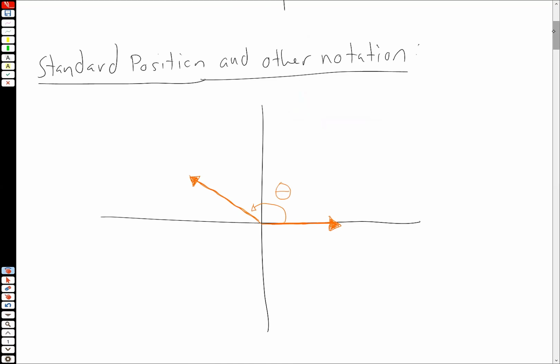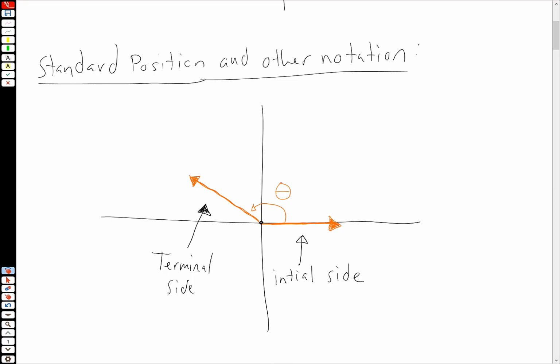All right, so firstly, we're only going to be dealing with angles in standard position. Now, what does standard position mean? Standard position means that the initial side of an angle, which is the side that the angle starts on, is on the positive x-axis, okay? And its terminal side, well, it can be anywhere. Additionally, standard position means that the vertex of the angle, so the corner, is at the origin.